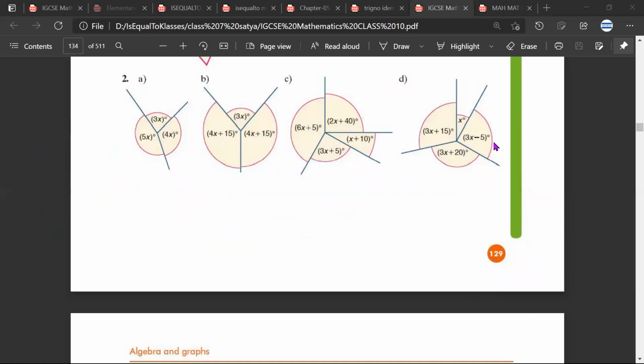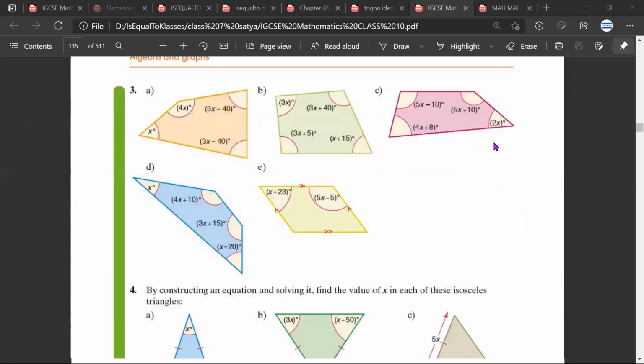So you need to be careful when you are doing these questions because you will find a lot of numbers and a lot of x's. So that is why you need to be very focused. Okay, Satya, how should I do this? B part?